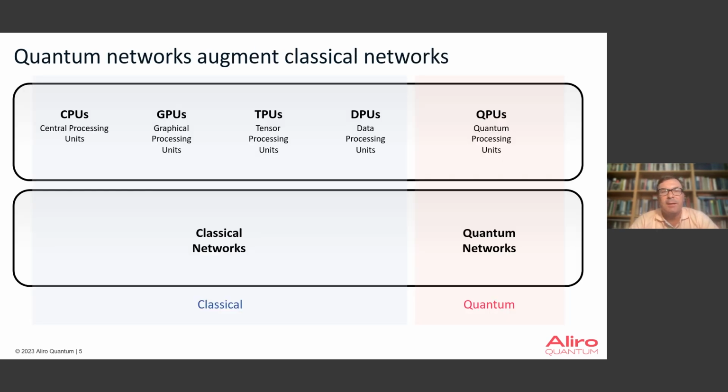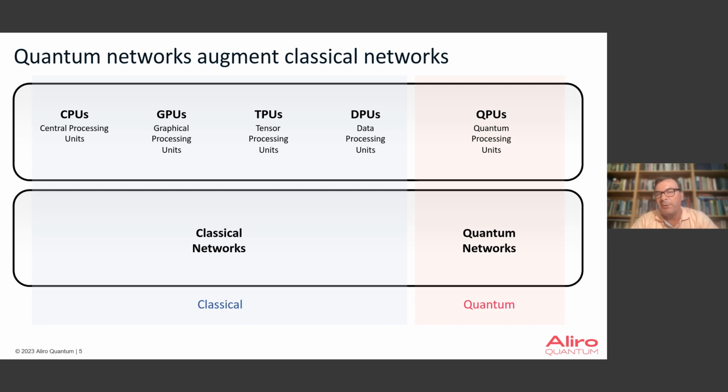One of the questions that we get asked almost every single seminar is, will quantum networks replace classical networks? And the answer is clearly no. We will never, ever watch Netflix or do a Zoom call over a quantum network. Instead, quantum networks will be used in conjunction with classical networks. We can understand this a little bit better by looking at what happened on the compute side.